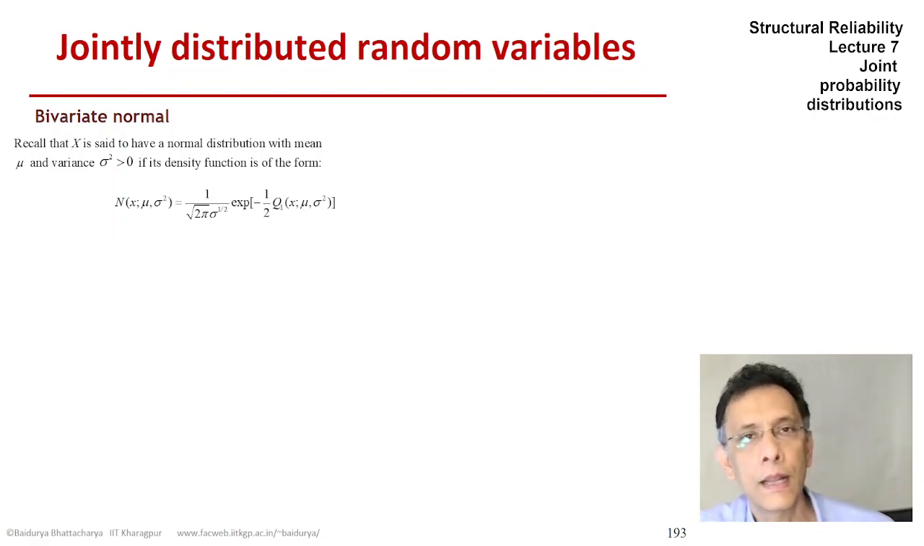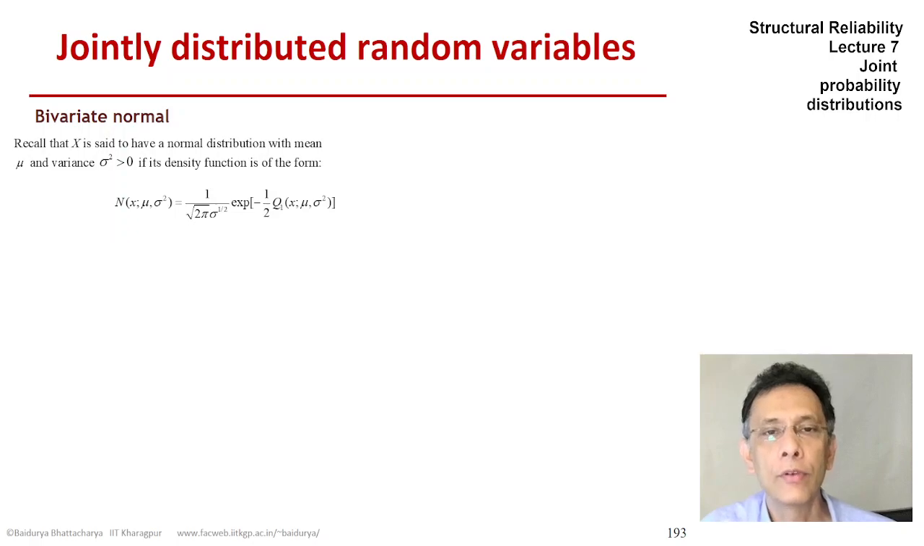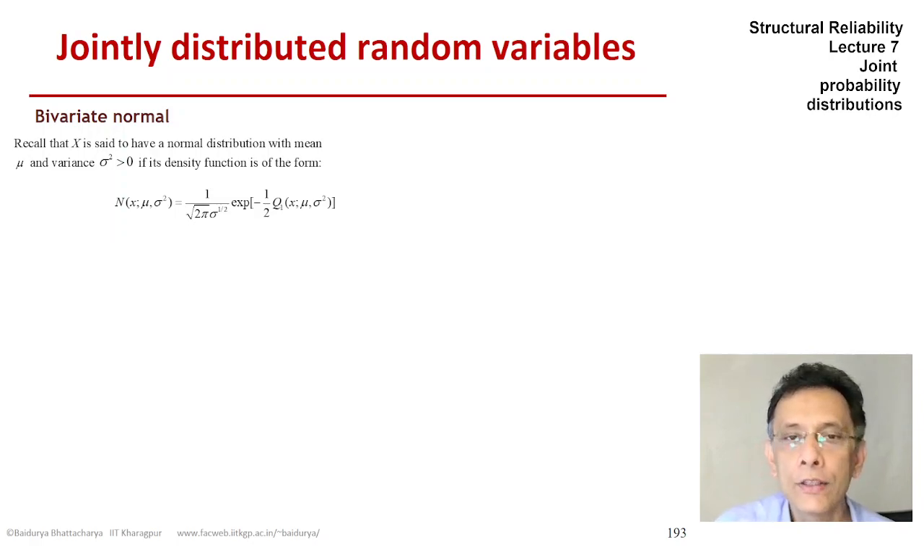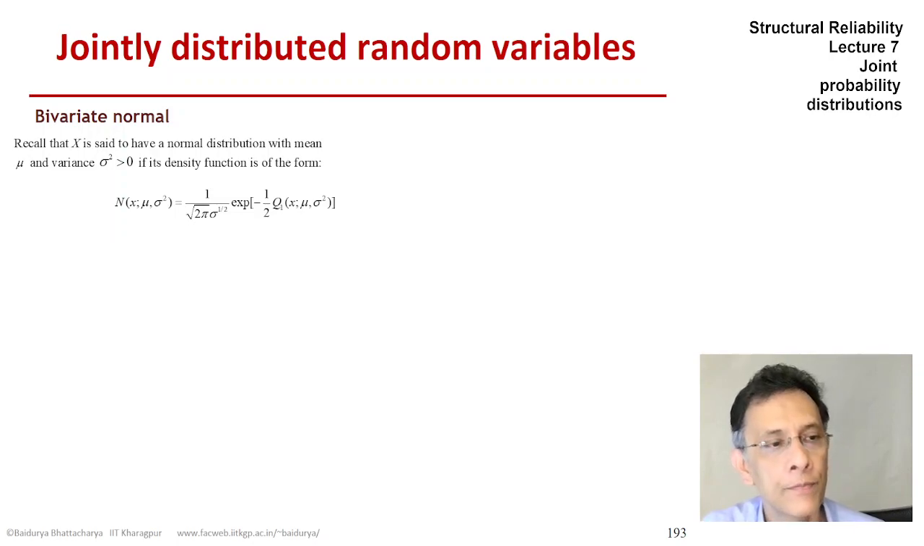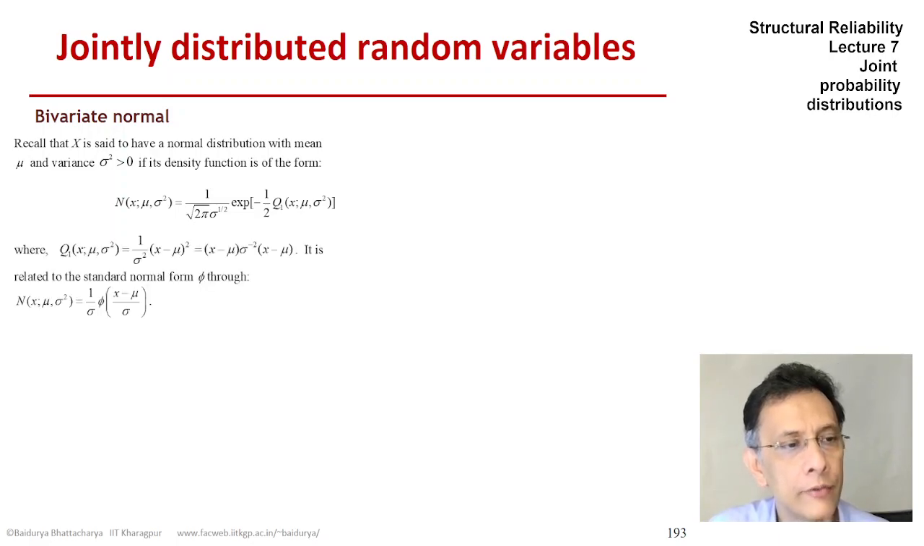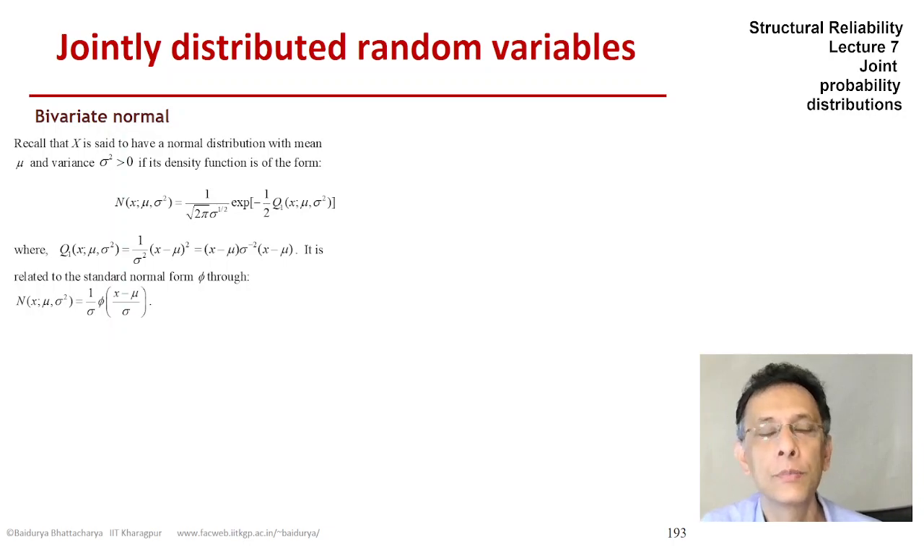Let's recall that the random variable X is said to have a normal distribution with two parameters, the mean mu and the variance sigma squared, if its density function is given as you see on the screen. And there's a reason that we have q1 in the exponent: we are going to generalize that. The form of q1 we all remember: it's the inverse of the variance pre-multiplied and post-multiplied by the deviation of the value of the normal random variable from its mean. And you can also relate the arbitrary normal density with the standard normal density function, which is phi.